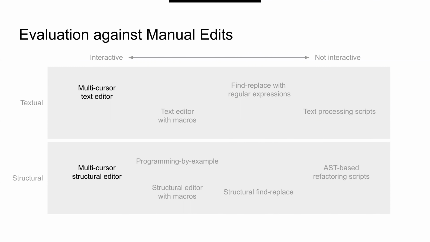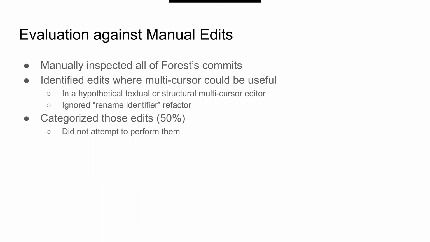So the second evaluation we performed, we wanted to understand how often edits occur in practice where a multi-cursor editor would be useful. So for that, we manually inspected all of the commits in Forest codebase and identified edits where we thought multi-cursor could be useful. And we considered a hypothetical text or structural multi-cursor editor for this decision.